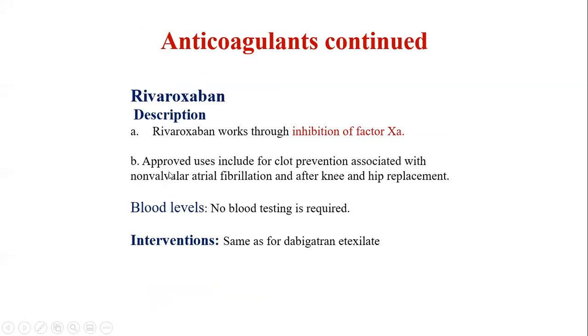Another is called rivaroxaban, which works through inhibition of factor 10A. Approved uses include clot prevention associated with non-valvular atrial fibrillation and after knee or hip replacement. No blood level testing is required.